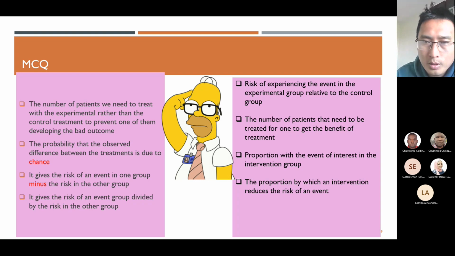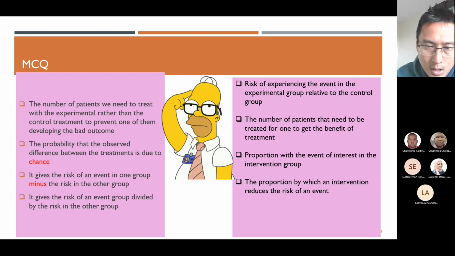Okay, so we'll keep that. Let us just pause this one for a minute. This gives the risk of an event in one group minus the risk in the other group. Absolute risk difference. Okay, this is the risk of an event divided by the risk in the other group. Relative risk. Risk of the event in the experimental group relative to the control group.